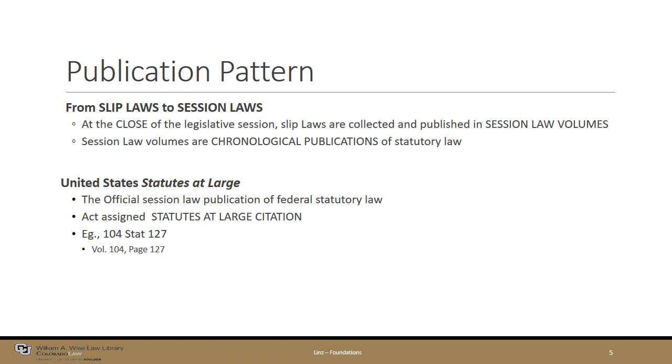The official session law publication for the federal government is the United States Statutes at Large. Sometimes you just see this as Statutes at Large. So the act, which already has been assigned a public law number, is now given a Statutes at Large citation, and it'll take the form that you see on the slide, 104 Stat. 127. And you read that as volume 104 of the Statutes at Large publication, page 127. So every act has at least two references to it, the public law number as well as the Statutes at Large citation.